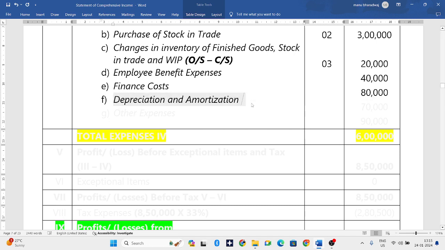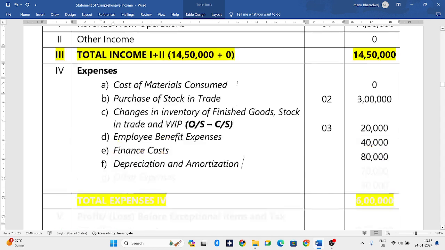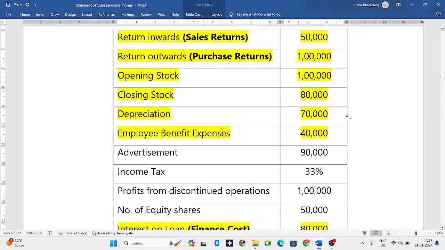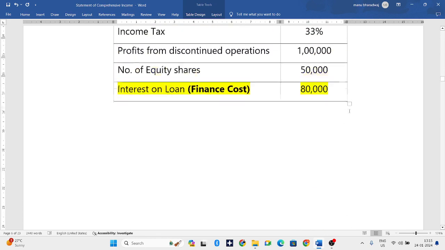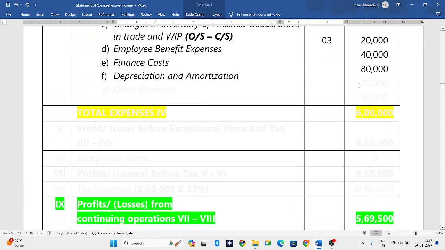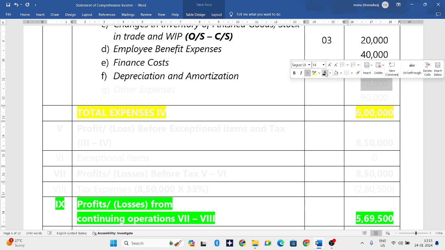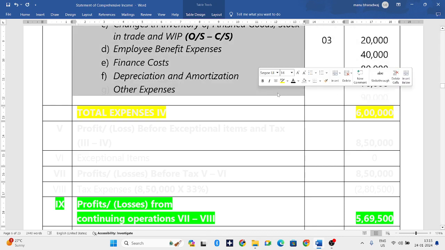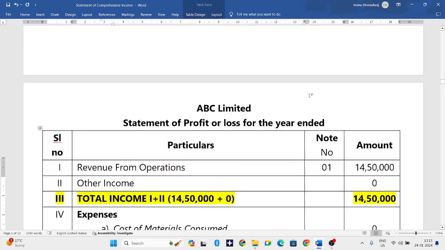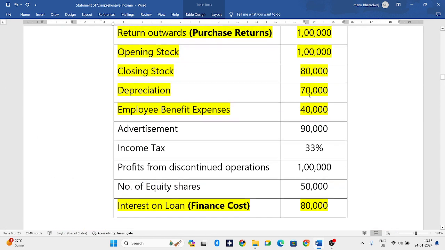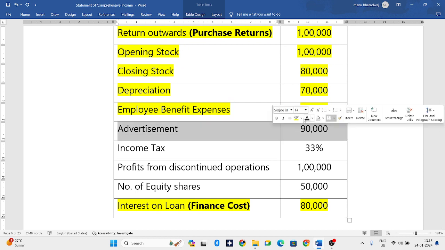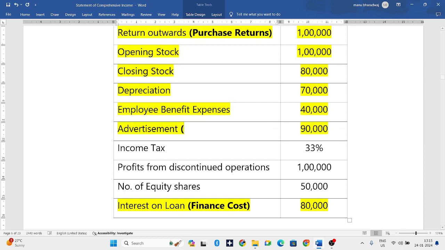Next we have depreciation and amortization. Let us check in the question. Yes, depreciation they have given is 70,000. So depreciation will be 70,000. Next, the last category or last head is other expenses. We have to check whether there are any other expenses in the question. Yes, we have advertisement. This advertisement is our other expenses.